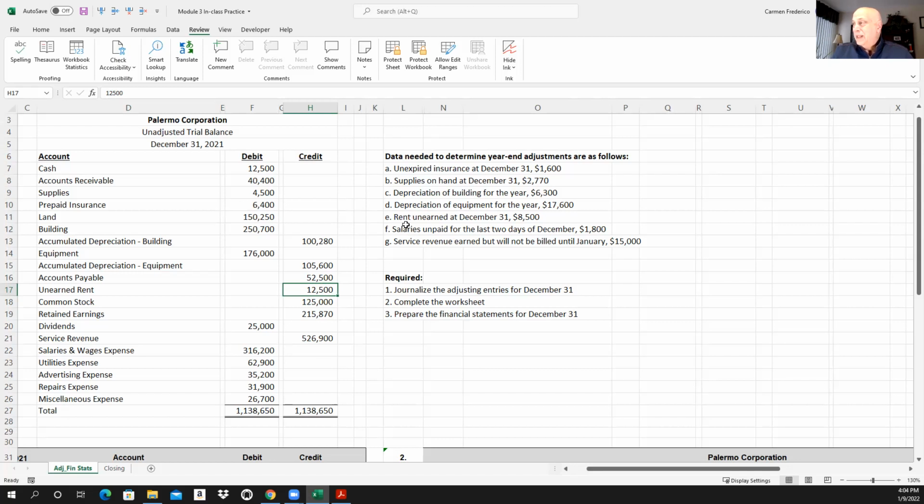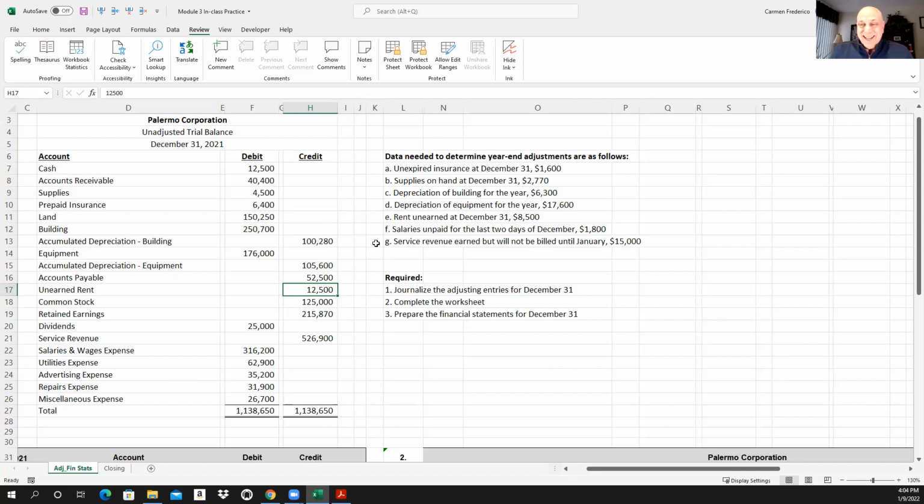Okay, then you have salaries unpaid for the last 2 days of December, $1,800. Okay, these salaries will be paid in January. But if we don't accrue them or put them on the books, we'll understate our salaries expense by $1,800. So we're going to make an entry to increase our salaries expense and put a salaries payable on the books. We'll see that when I come down to the entries, we do that in a minute.